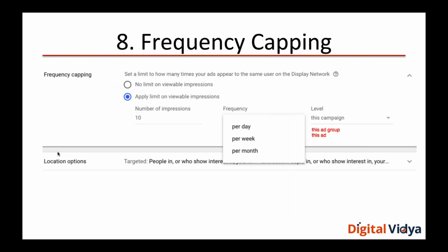Then we have another option which is again not there in search campaign. This is called frequency capping. Frequency capping means, see, how am I targeting a user on display network? I am defining certain parameters, right? Either I'll be saying, okay, target only men or target only women, target only people who are in a particular age group. Okay.